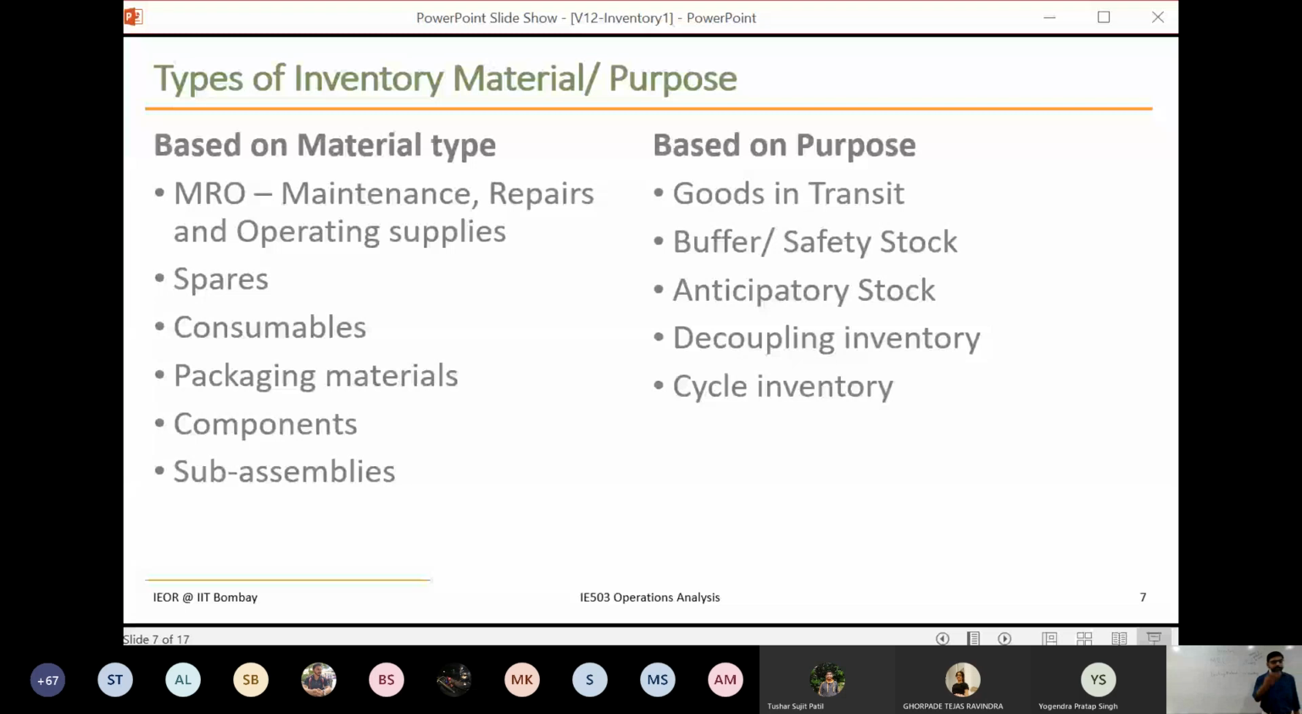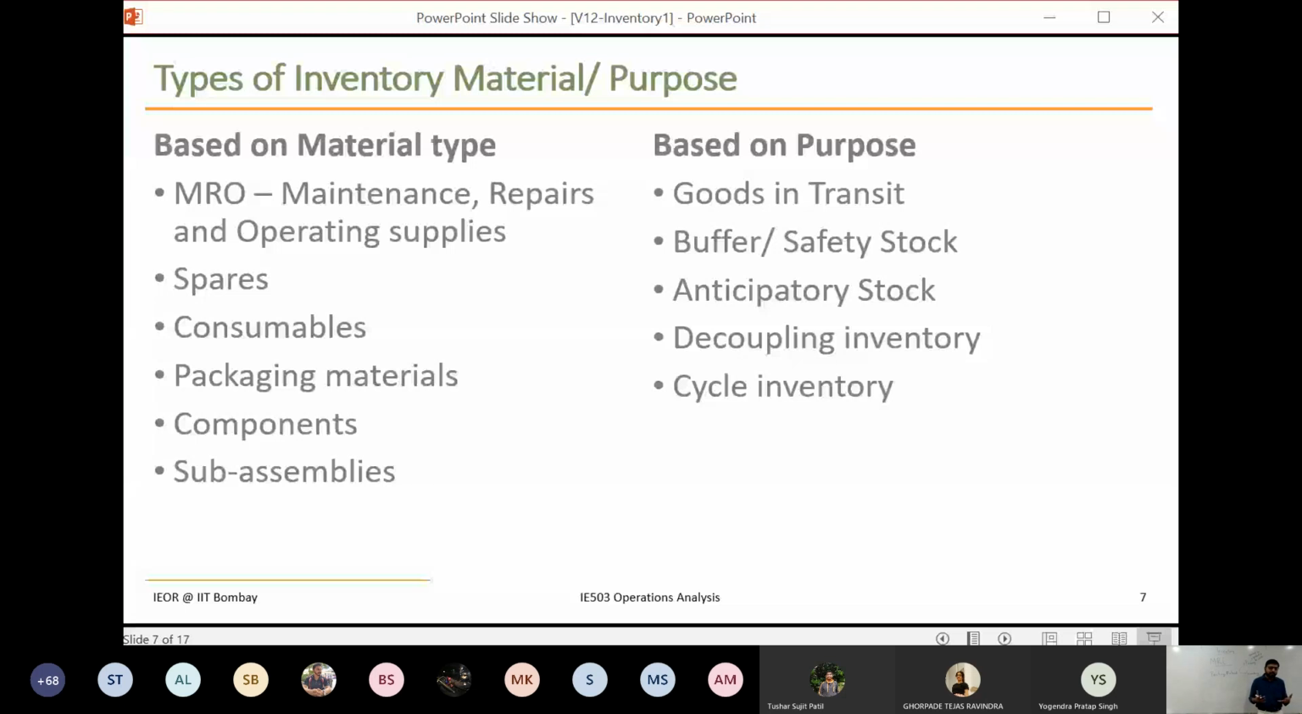Based on the purpose also, we can classify the material inventory. One is goods in transit. Whatever we order cannot come immediately, it takes some time, whether it is raw material or finished goods. So until then it has to be somewhere, it is in transportation. That is called goods in transit. This transit can be a few hours, days, weeks, months. That entire thing is called goods in transit.